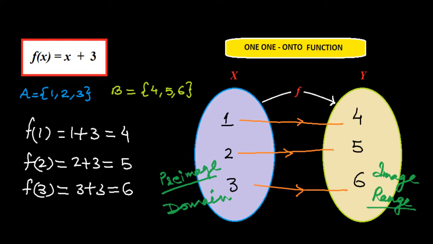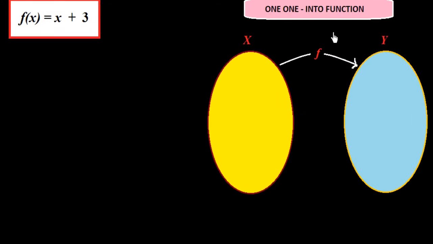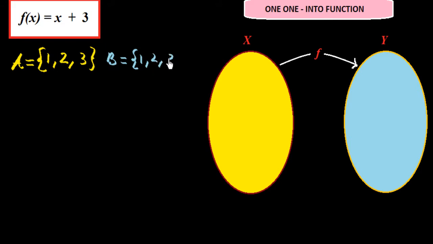Now the same function we are taking here. Now we see the 1-1 into function. How will we describe this? We are taking the same function f of x is equal to x plus 3. We are taking two sets here, A and B. Set A is 1, 2, 3, and set B we have 1, 2, 3, 4, 5, and 6. This is our set B. Now, if we have to find f of 1, we see what happens.